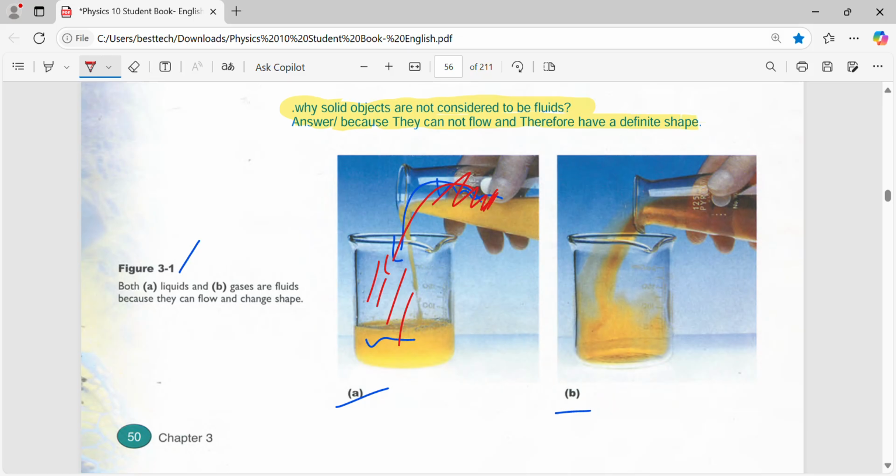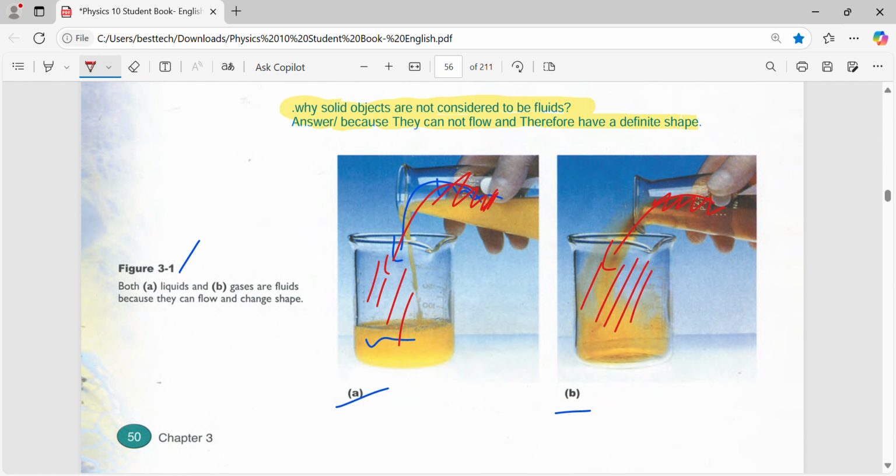Even the same property you have in gas. Look, this is gas in the same glass as the liquid. It can flow to another container. So the common property between liquid and gas is that both have the ability to flow. So flowing for gas and liquid.